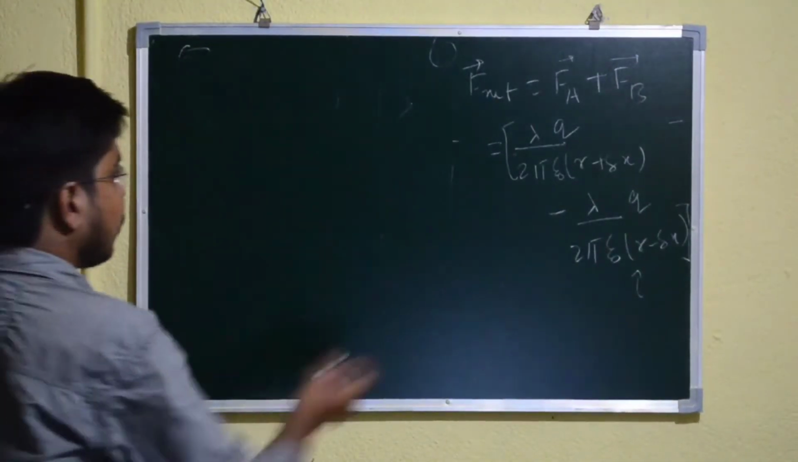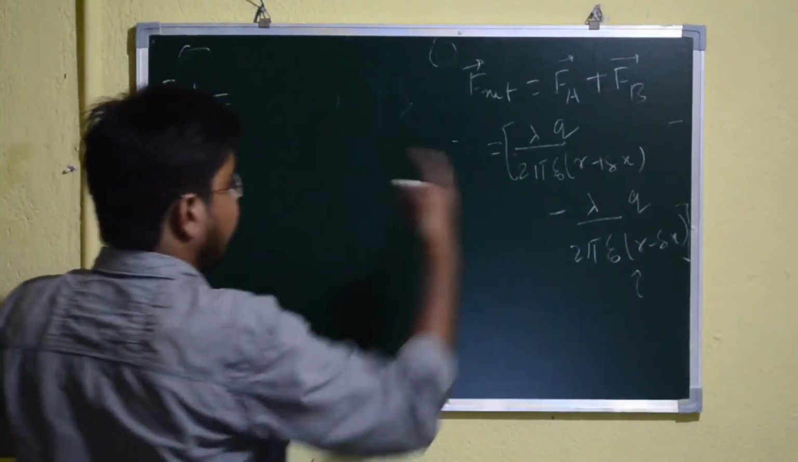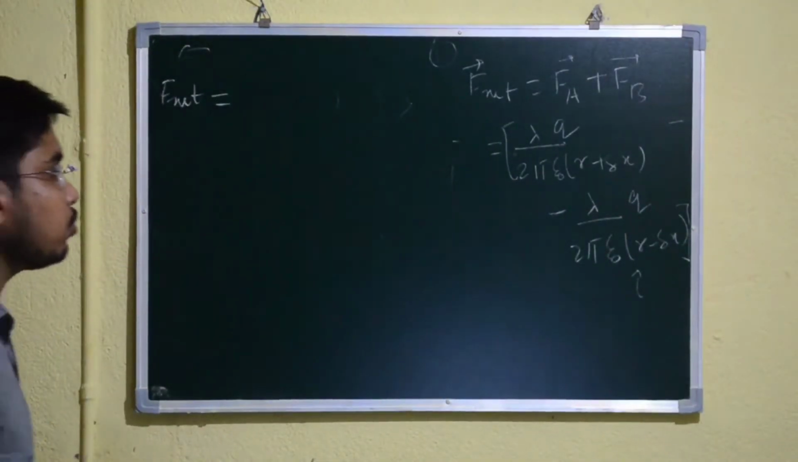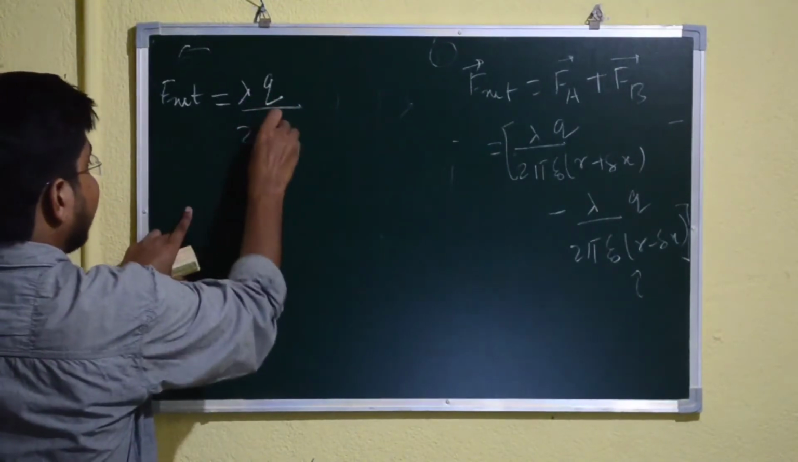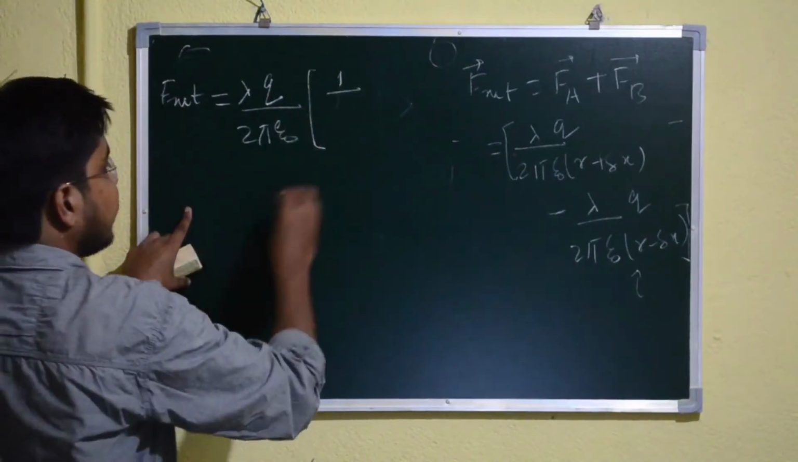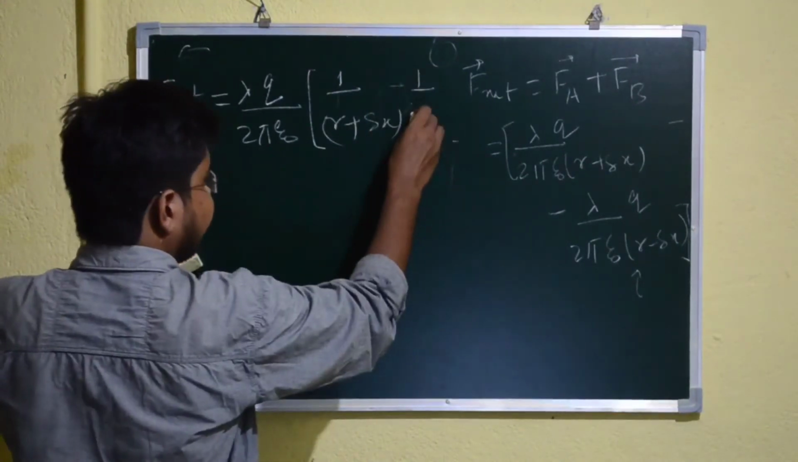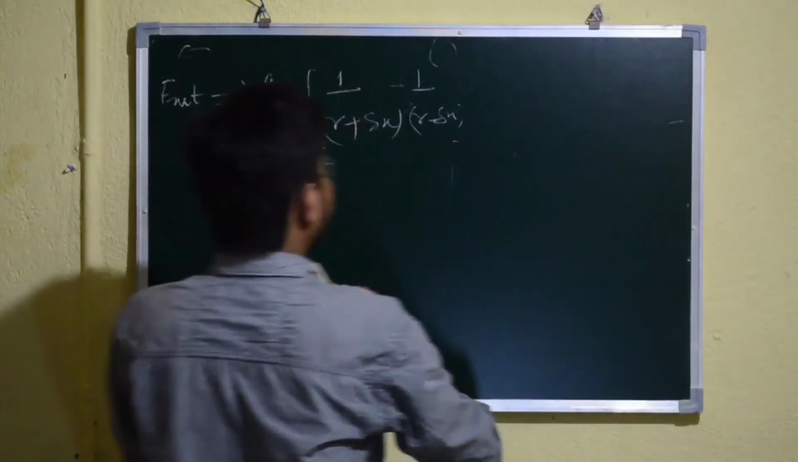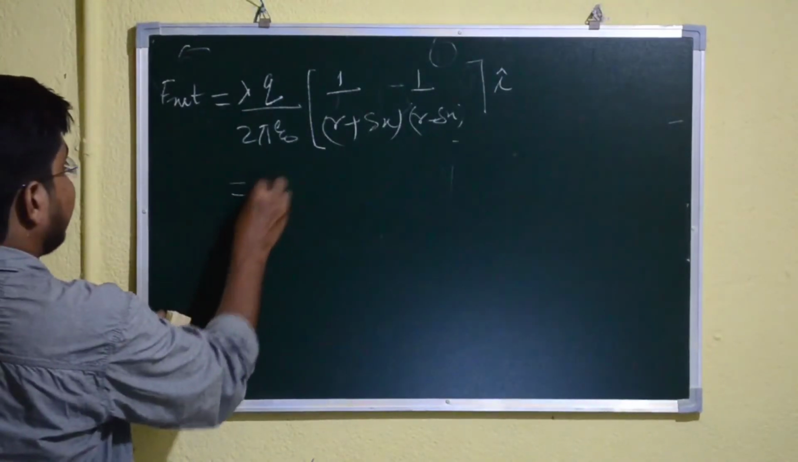Now solve this equation. We get F net equal to lambda q by 2 pi epsilon naught, which is common in both the terms, so we can take it common from both. We are left with 1 by (r plus delta x) minus 1 by (r minus delta x), times i cap. Now we just have to solve this equation.